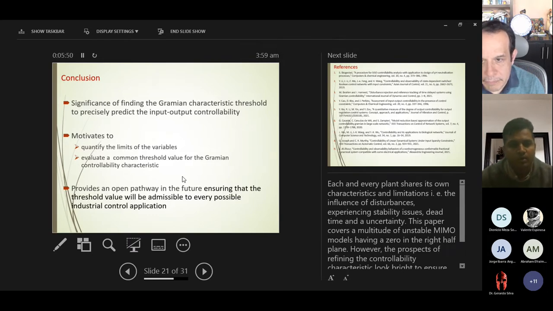Now the question arrives in our minds: is this threshold going to be applicable to every plant model? At the moment we could not say, but this research can be taken in a positive way as well, to ensure that this threshold value will be admissible to every possible industrial control application. So certainly there is a prospect, which we will look forward to in the future.